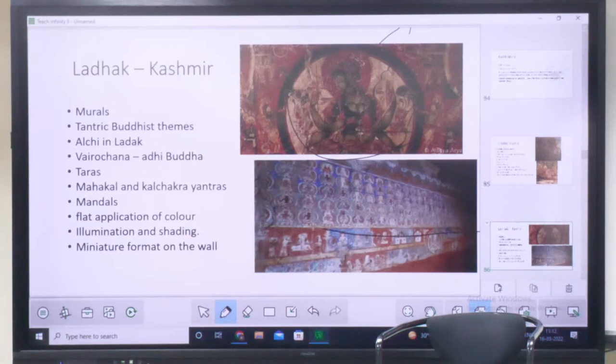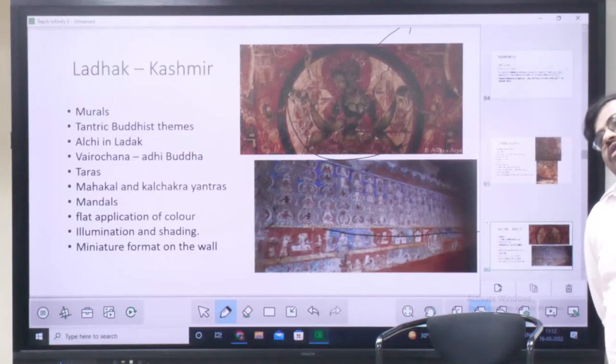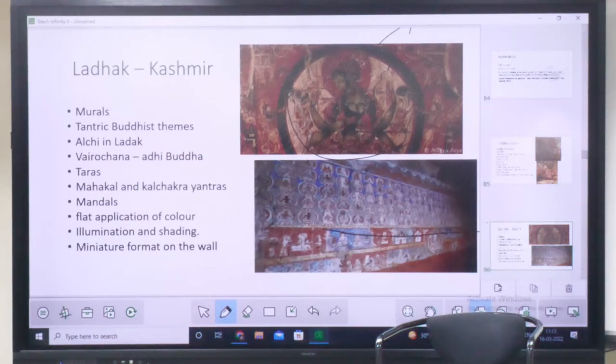Gompa means Buddhist complex. In Ladakh region it is known as Gompa. Not only in Ladakh, in Tibet also it is known as Gompa. In Sikkim, Arunachal Pradesh, everywhere the Buddhist temples are known as Gompas. Just remember this. Gompa means a Buddhist temple.